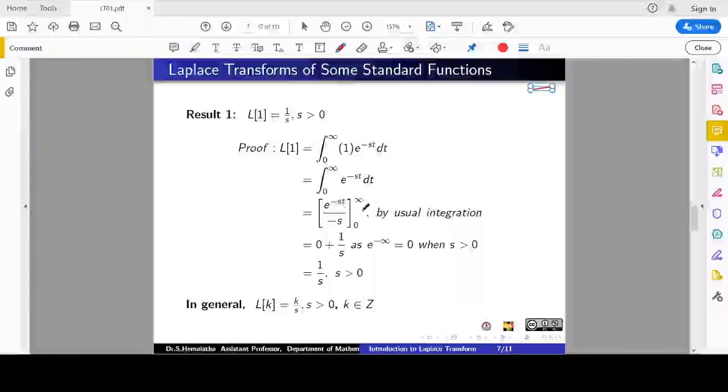In this integration, you need to be careful because you are doing the integration with respect to t. So the integral value is e power minus st by minus s. When you apply the limits, the 0 lower limit gives you 1 by s, so it's plus, and infinity leads to 0 because of e to the power of minus infinity.